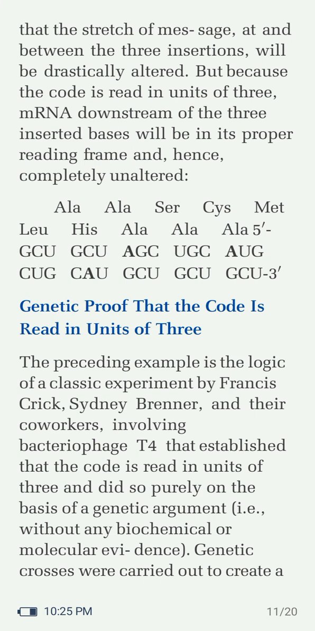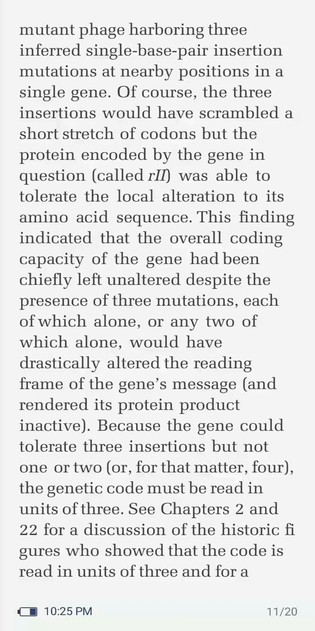Genetic crosses were carried out to create a mutant phage harboring three inferred single base pair insertion mutations at nearby positions in a single gene. Of course, the three insertions would have scrambled a short stretch of codons, but the protein encoded by the gene in question, called R2, was able to tolerate the local alteration to its amino acid sequence.